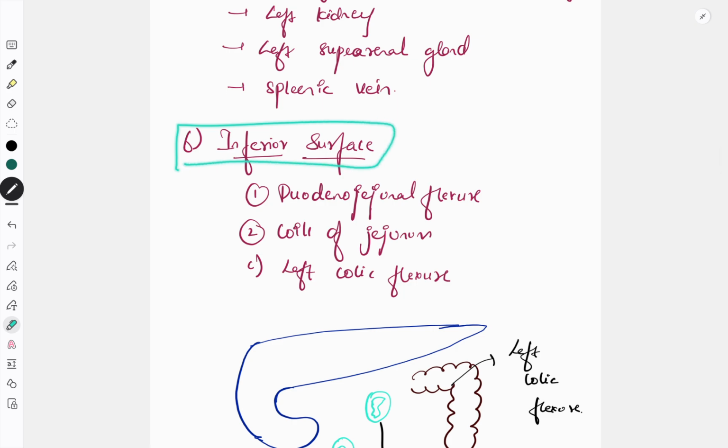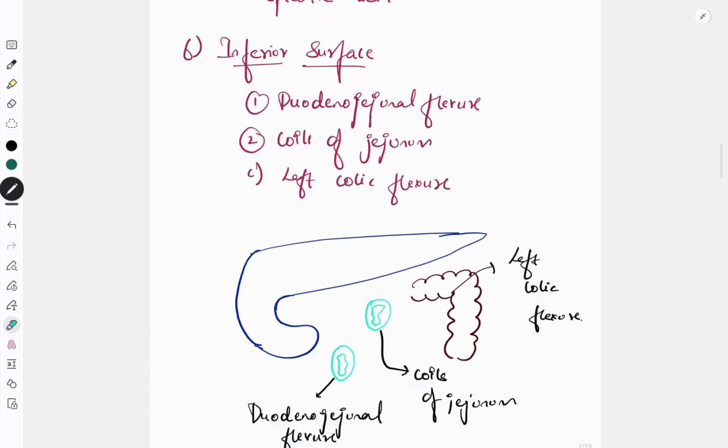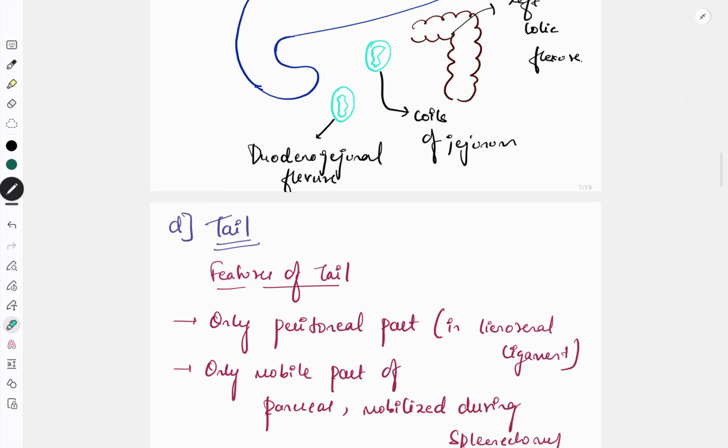The inferior surface is related to the duodenojejunal flexure, the coils of jejunum, and the left colic flexure. See, this is the diagram that you can see. This is the pancreas. The inferior surface is related to the duodenojejunal flexure, that is this thing. The coils of jejunum are also found over here, and then you have the left colic flexure. So you need to remember this diagram, and it is very easy to remember, right? If you remember this diagram, you can write these three easily.